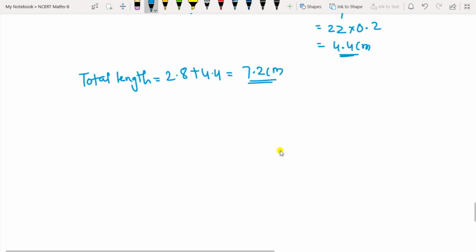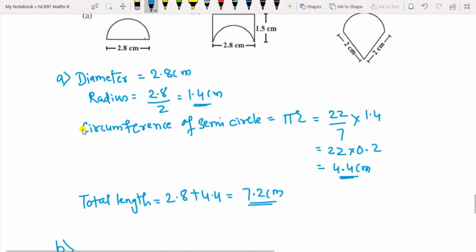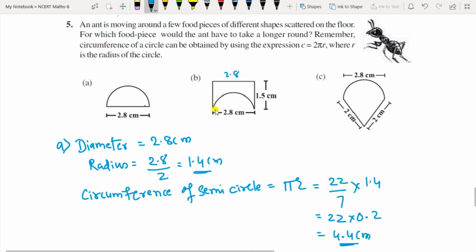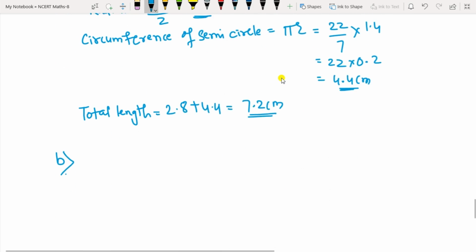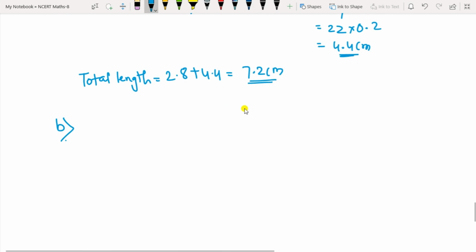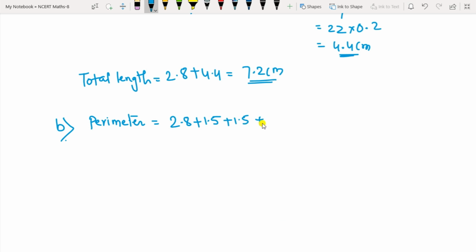Okay. Then for B, for figure B, see for figure B, if this is total length is given as 2.8, if the diameter of the semicircle is 2.8, so this length will also be 2.8 here, and this height is given, or this is the breadth for the rectangle, it is given as 1.5 here. Okay, so perimeter will be for the second figure will be 2.8 plus 1.5 plus 1.5 and plus 4.4.